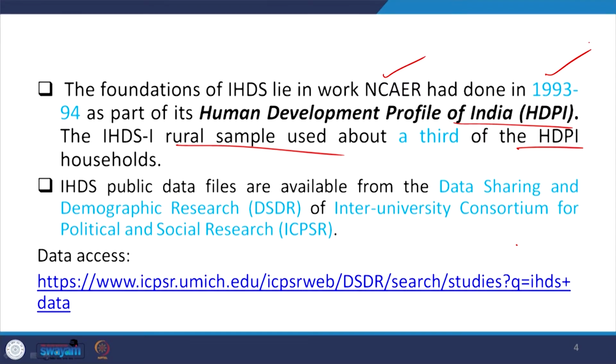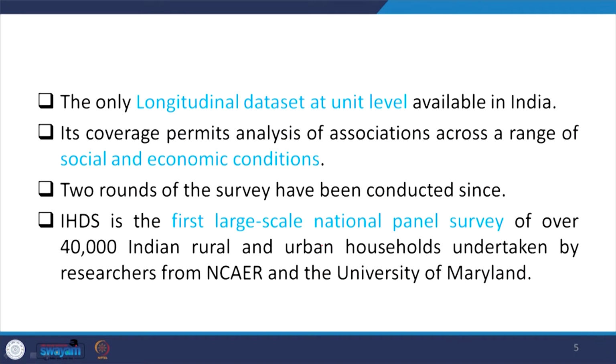IHDS public data files are available from the Data Sharing for Demographic Research, DSDR, of the Inter-University Consortium for Political and Social Research, also famously known as ICPSR. The website is linked here. You can explore further details, and there is also a lot of information for your knowledge.